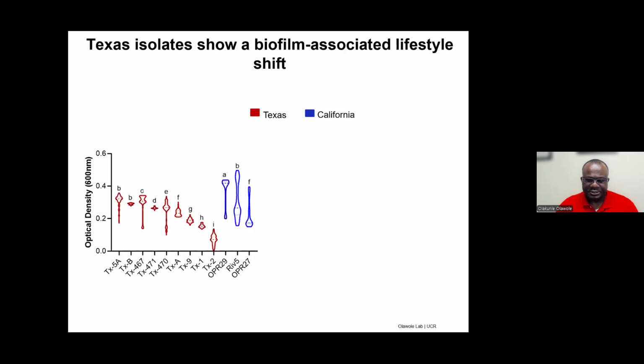We next asked whether the Texas and California isolates differ in growth and biofilm formation. One of the things we found was that the Texas isolates exhibited reduced planktonic growth. This is a pattern we observed among a subset of the Texas strains we looked at in this study. And the California isolates show faster planktonic growth.